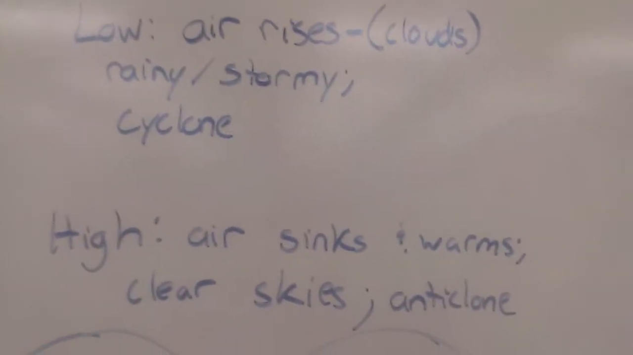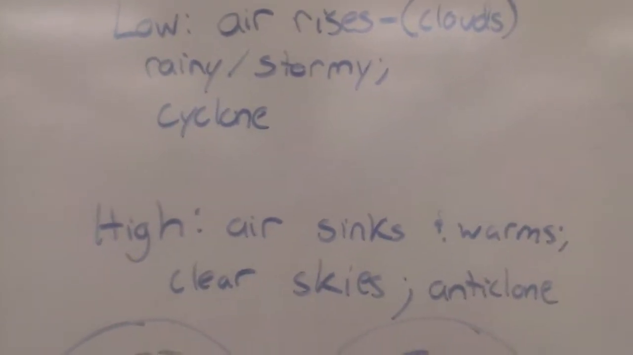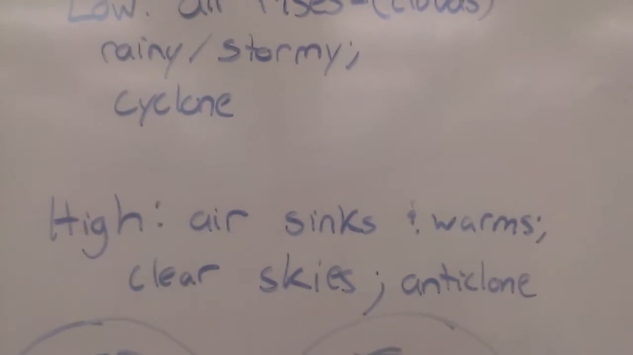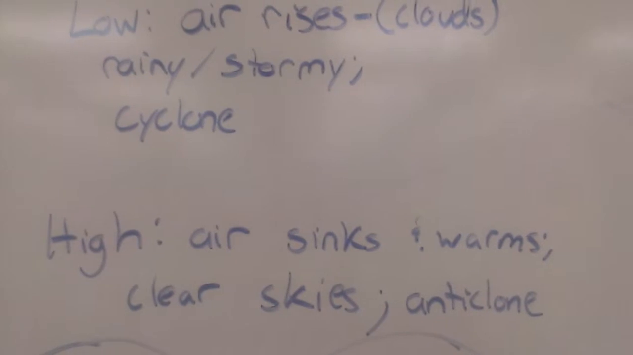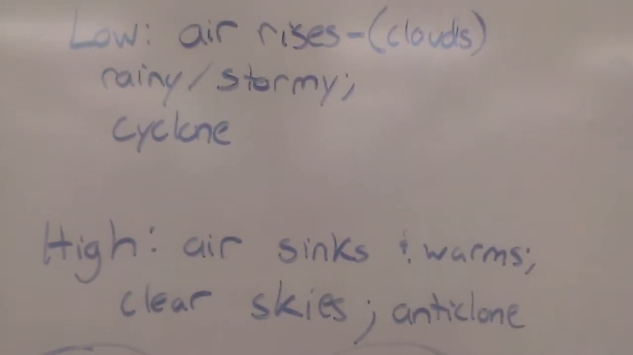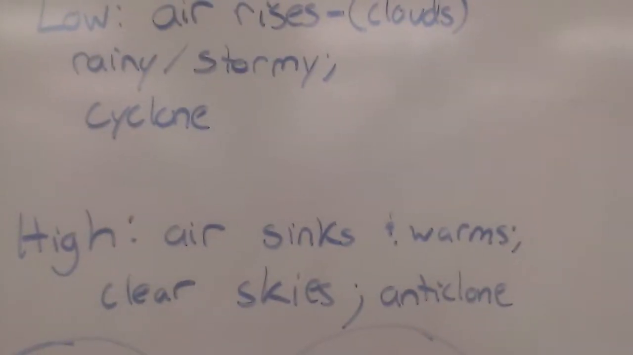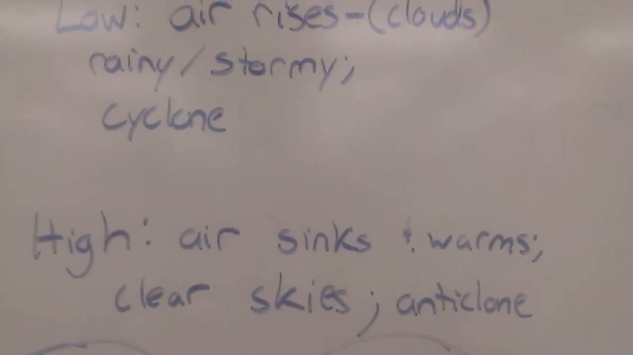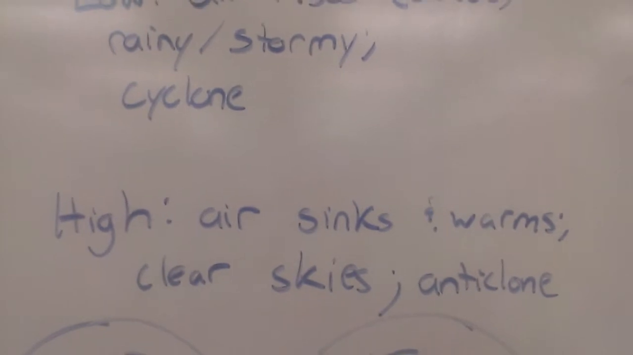Just think of our cloud in a bottle experiment. When you release the bottle, that's when it became cloudy. When you squeeze the bottle or simulate high pressure, the clouds clear. So it makes sense low pressure would be associated with clouds, storminess, and rain, whereas high pressure systems would be clear skies. So low pressure air rises and condenses to form clouds, high pressure air sinks and warms, and you have clear skies. And their other names are cyclone for low pressure and anticyclone for high pressure.